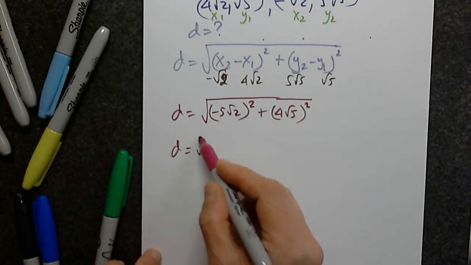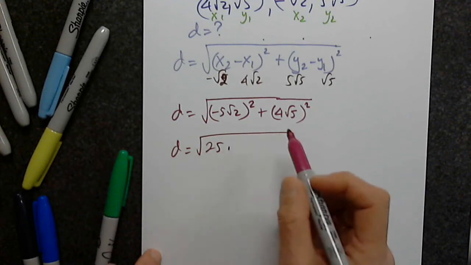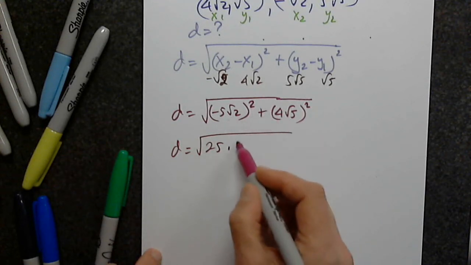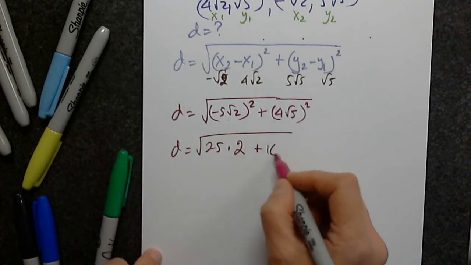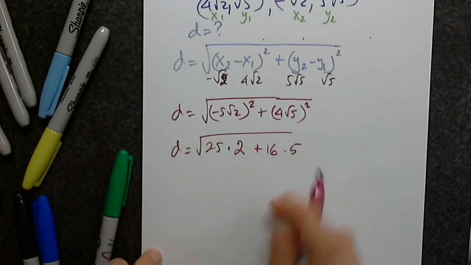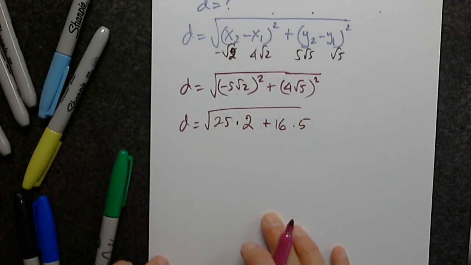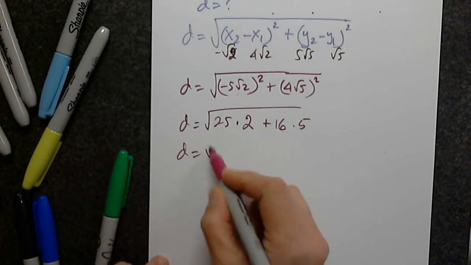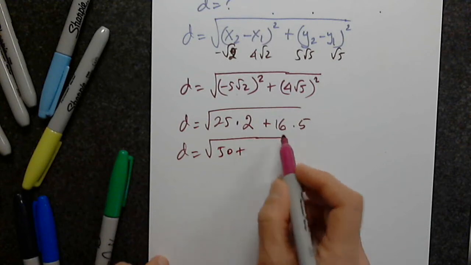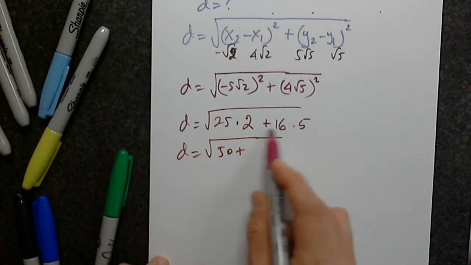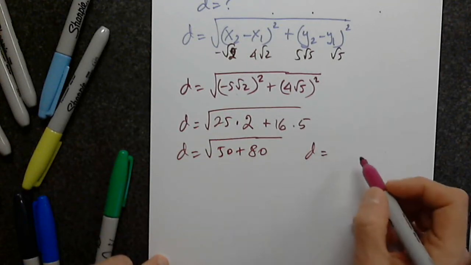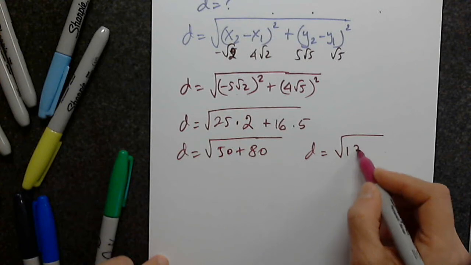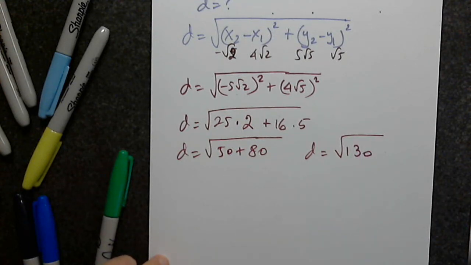Negative 5 squared is 25. The square root of 2 squared is 2, plus 4 squared, which is 16. The square root of 5 squared, which is 5. So then the distance will be the square root of 50 plus 80, which is the square root of 130. And there is nothing we can do about it.